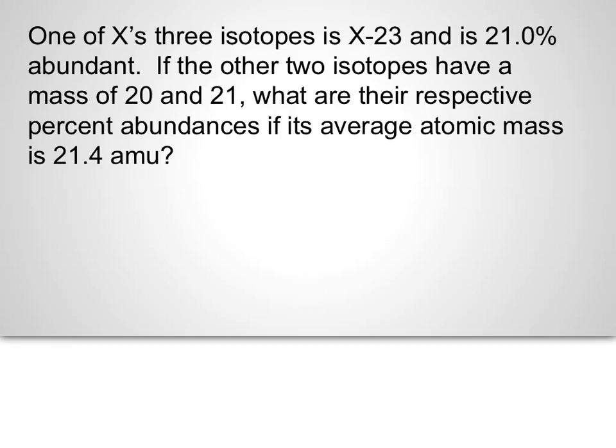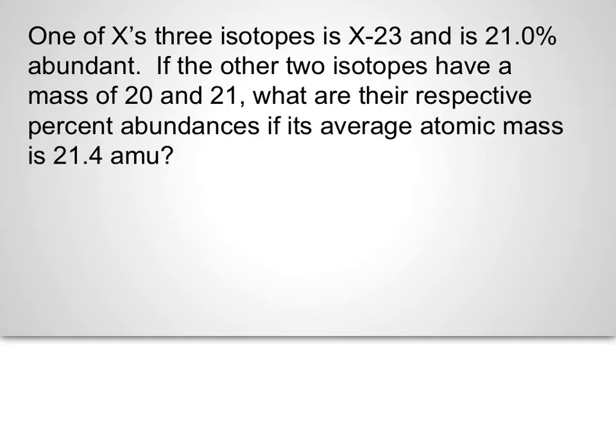All right, so one of the three isotopes of X has a mass of 23 and an abundance of 21%. The other two isotopes are 20 and 21. How can you figure out their percent abundances if the average atomic mass is 21.4?